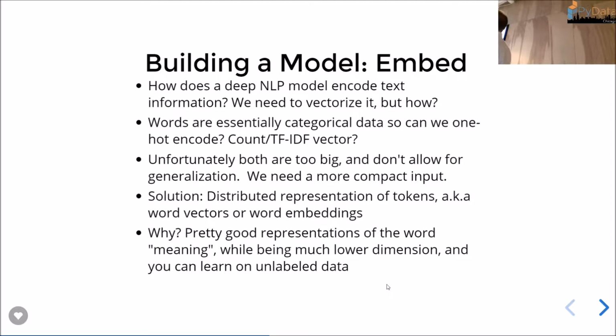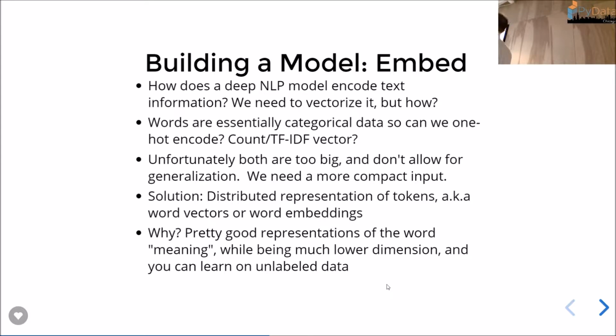But unfortunately, those are just all too big, because we end up with like a 200,000 dimension vector, and also they don't allow for generalization. You can't look at a vector for a car and a vector for automobile and see that they mean similar things, because they're essentially a bunch of zeros with a 1 representing that particular thing.